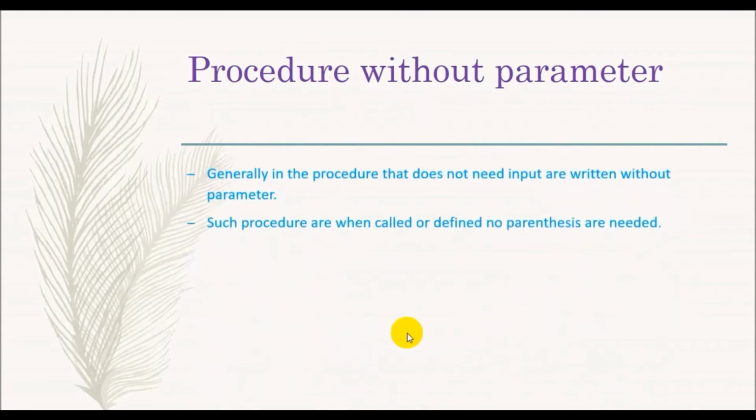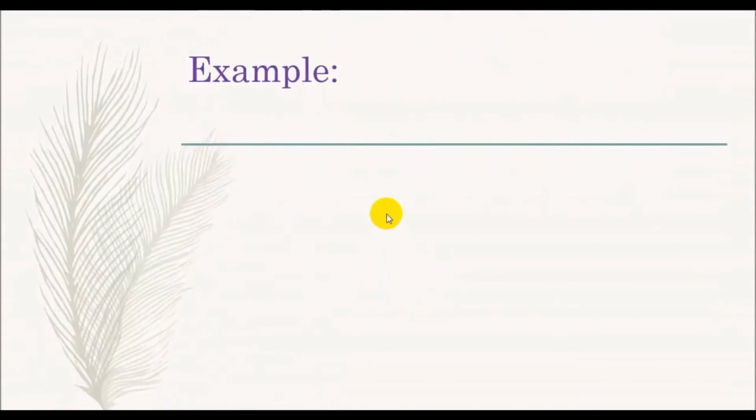Now some procedure may have empty brackets only. That means they may not have any parameter. This is the case when there is no input. In such cases we write procedure without parameter. So let's see in an example.